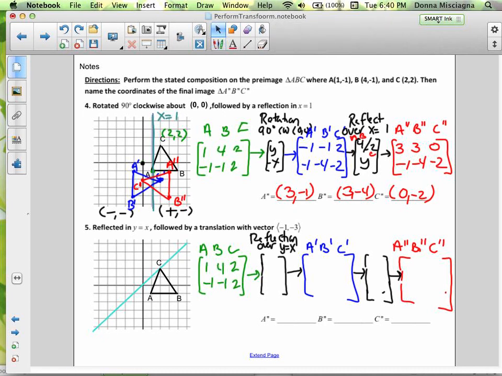I already put up the matrix, little matrices, and I often do that, just so I already have it up there and I can save a little bit of time. So go ahead and write those down.